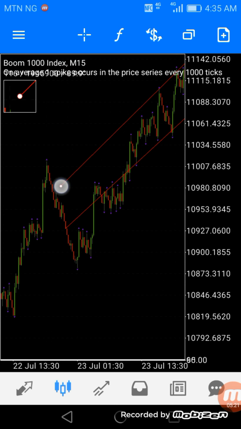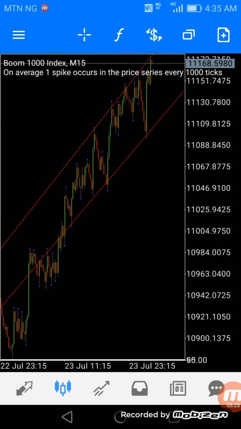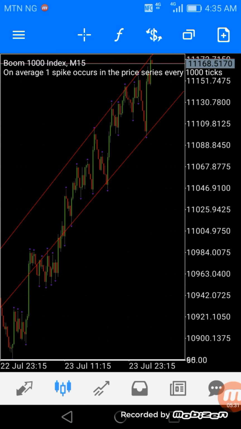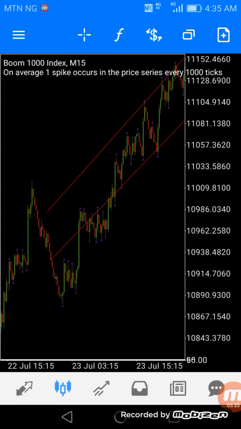Okay, so we discover that this market is making touches on this trend line, just as you can see. Now the move was actually from here.